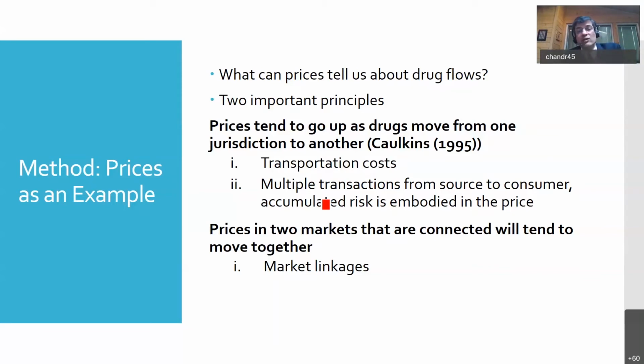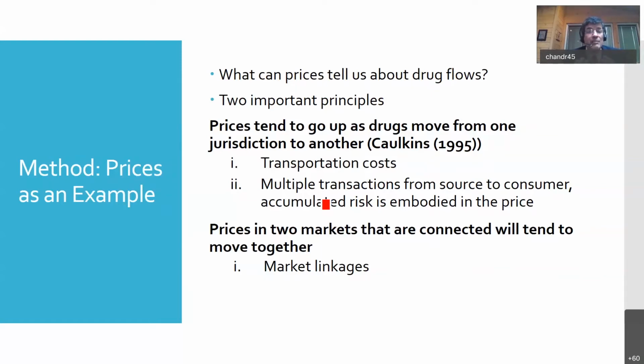Okay? So prices tend to go up as drugs go from the source to the destination. And that's going to allow us to think about the direction of flow of drugs. Okay. And the second principle is that prices in two markets that are connected will tend to move in lockstep.